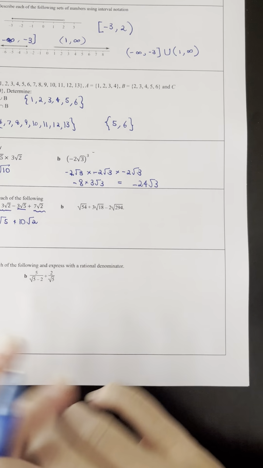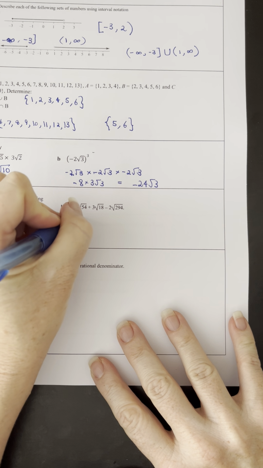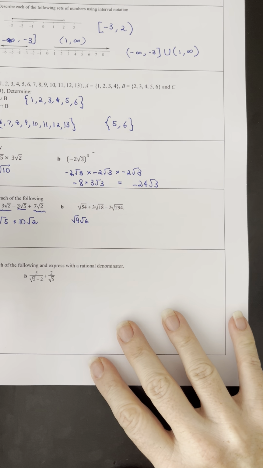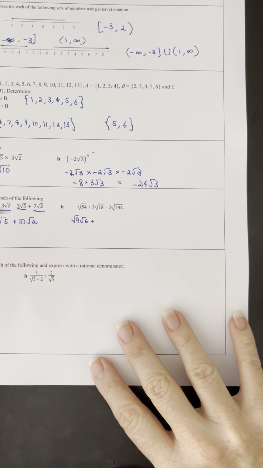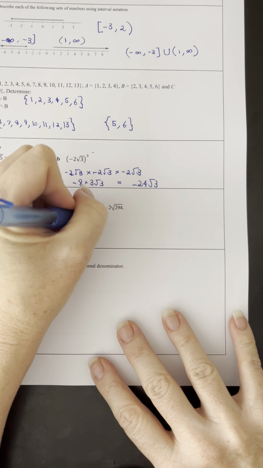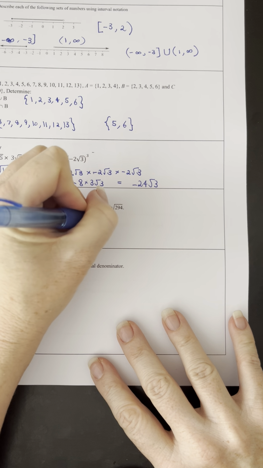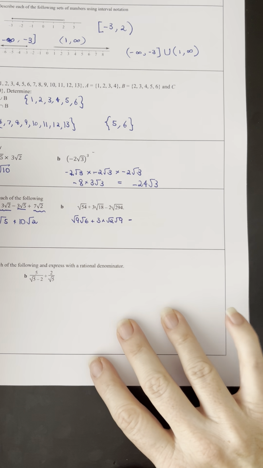In part B, we need to break it down a little bit. So 54 we can write as √9√6, because 9 times 6 is 54. Then we've got the 3√18, so we could go 3 times 6, or we could do 2 times 9. I'm going to go the 3 times √2√9, and then I've got the -2 times √294.